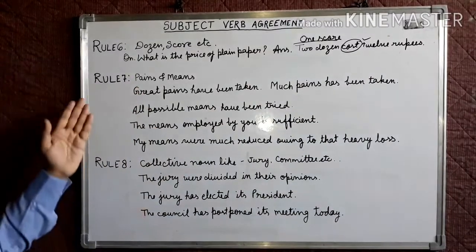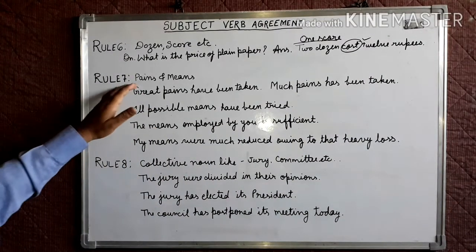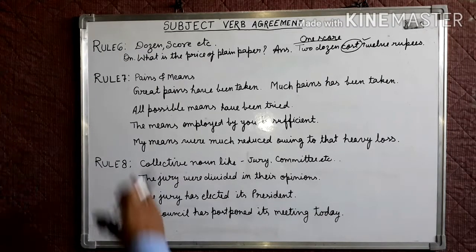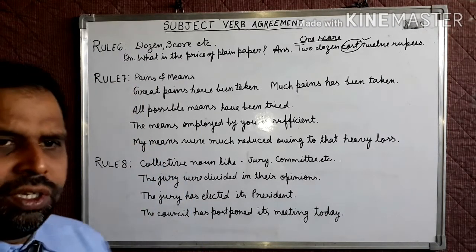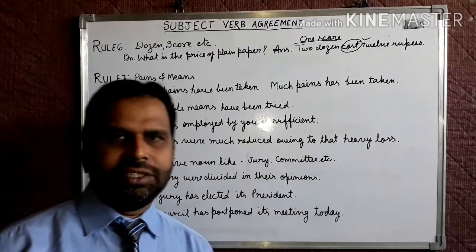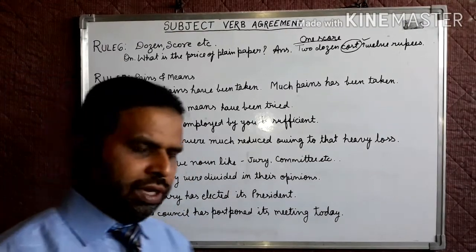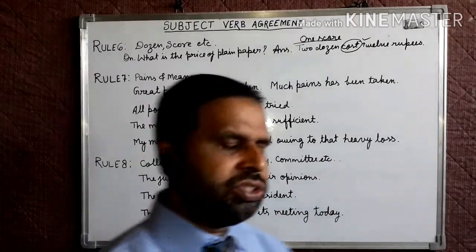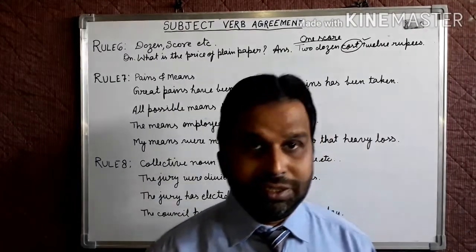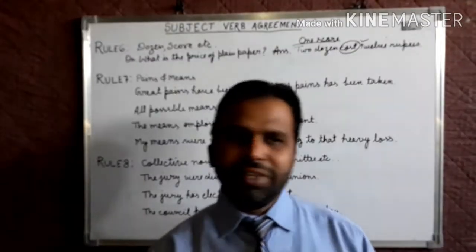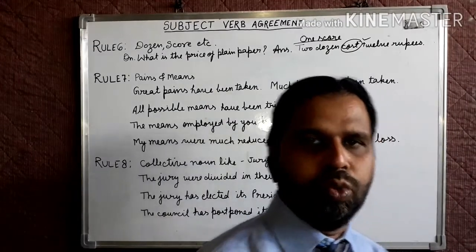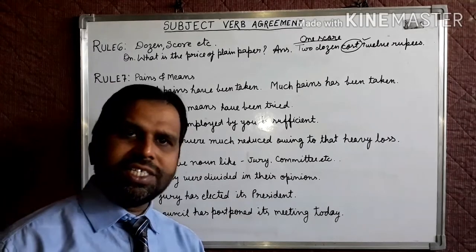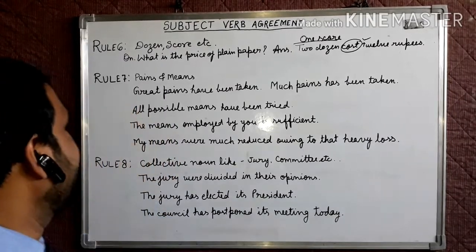Now we come to our rule number 7, that is pains and means. I have written 2 words here. These 2 words can be used as singular and as plural. It depends on the user how he or she wants to use it, in singular or in plural. We can use these 2 terms both ways, but the consistency must remain the same.